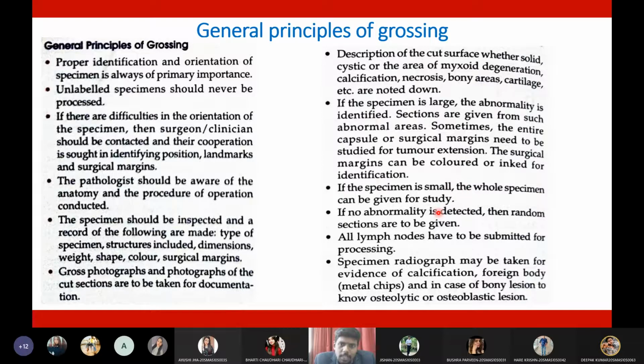If the specimen is very large, then only the damaged portion can be taken as a sample for histopathological purposes. Then we have something called decalcification. If the specimen has any calcified tumors or any bony things, then the specimen must be subjected to the decalcification process. Only after decalcification should we go for tissue processing.